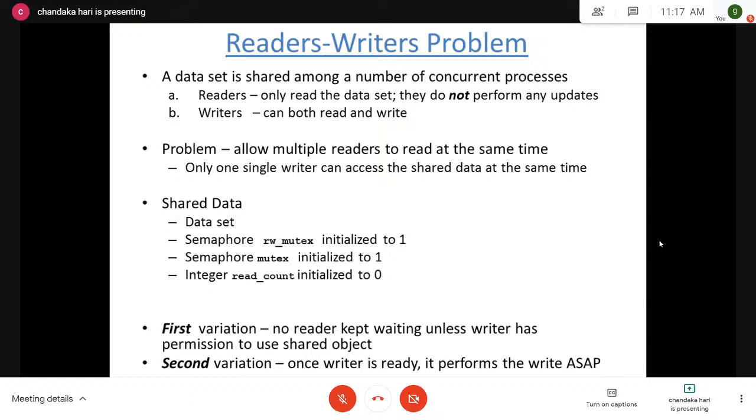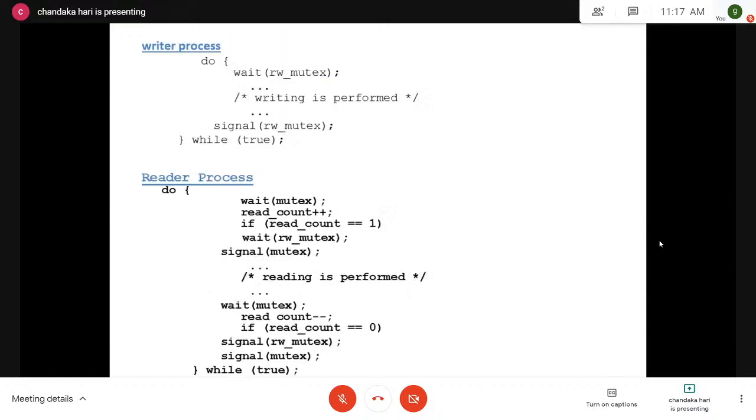Is it clear? No reader is kept waiting unless a writer has permission to use the shared object. So any number of readers is eligible if no one has obtained permission to write. And the second variation is that once a writer is ready, it performs its write as soon as possible. Now we'll see the solution.